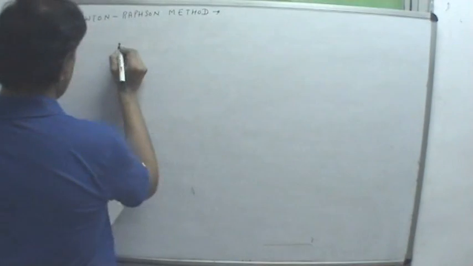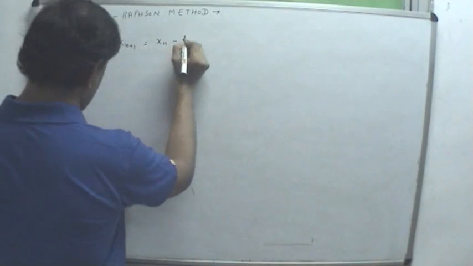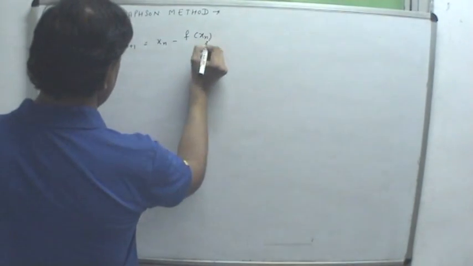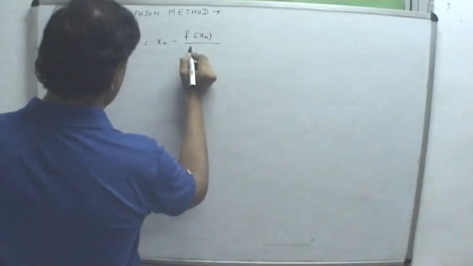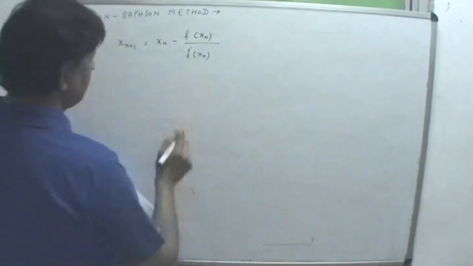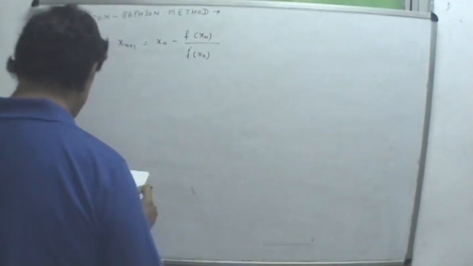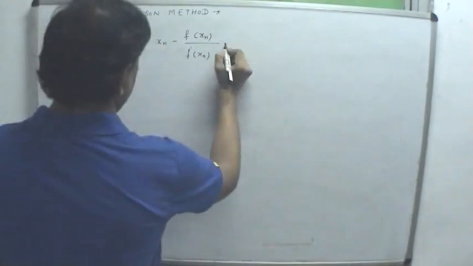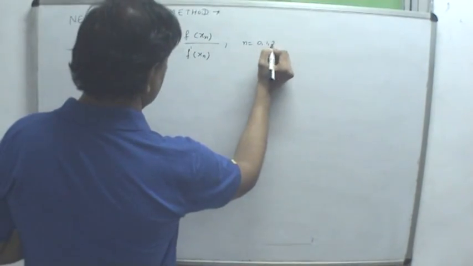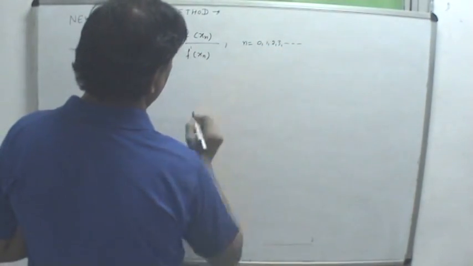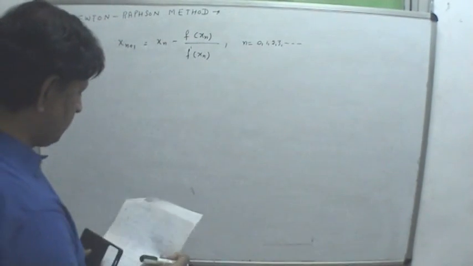Let x_{n+1} is equal to x_n minus f of x_n divided by f dash x_n. F dash means differentiation of the given function, where n varies from n equal to 0, 1, 2, 3 and so on. If we put the values of n, we will get the different steps. Let us see a simple problem.